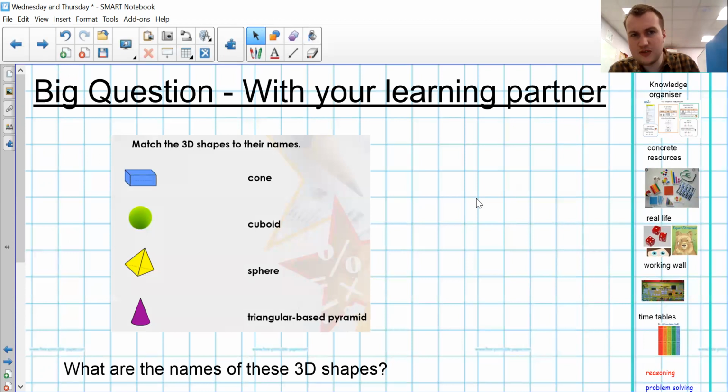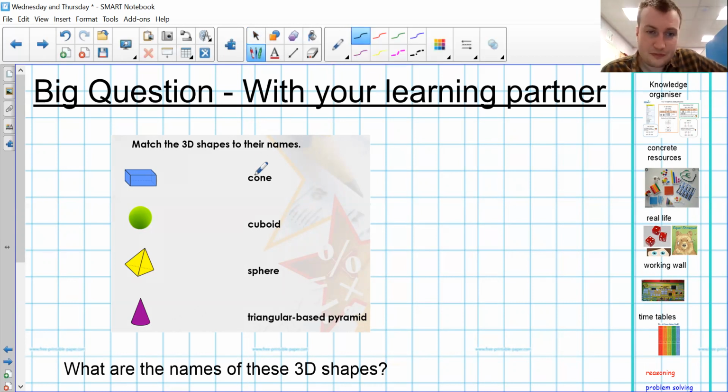So first things first, do we know our names? Match the 3D shapes to their names. Some of us yesterday were still using our 2D shape names. Got to make sure, remember our 3D shapes are different to our 2D shapes. So we've got here cone, cuboid, sphere, and triangular based pyramid. Which one goes to which? I realize I didn't say it, but you should have paused the video and had a little go yourself.